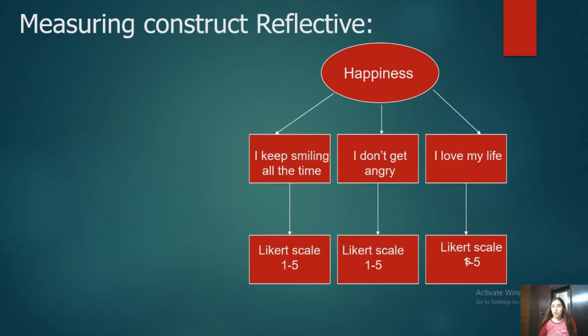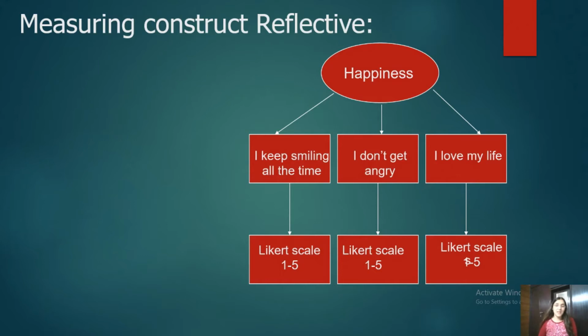Now here I have the whole thing. Happiness is my construct. It is a reflective construct. I got a standard scale from some author, say Bell, and he gave me 3 statements. This is a standard scale. I keep smiling. I don't get angry. I love my life. And I get the standard statements.